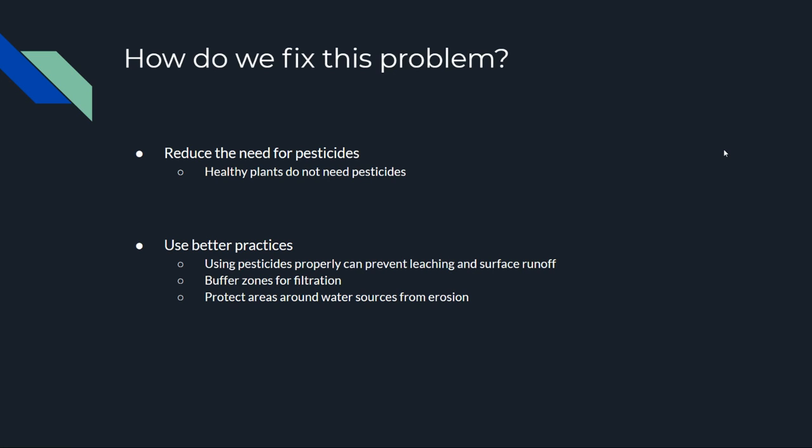Use better practices. Using pesticides properly can prevent leaching and surface runoff. Leaching is where it seeps through the ground into the water table underground. Buffer zones for filtration: you can use certain plant root systems that help filter water sources and protect areas around water sources from erosion. Again, we're going to look at those biological impacts to try to limit surface runoff.